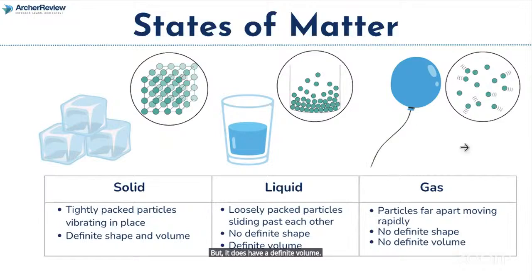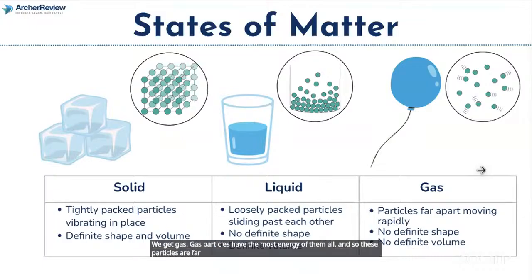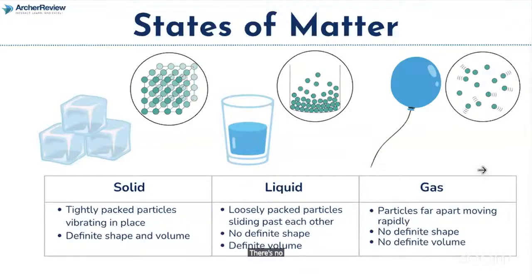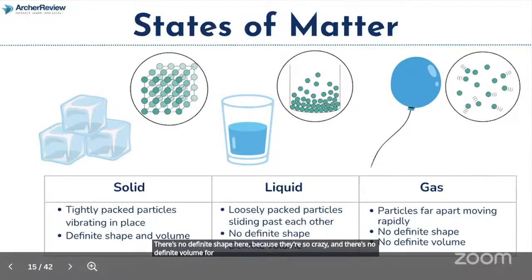All right, moving up a notch, adding more energy, we get gas. Gas particles have the most energy of them all. And so these particles are far apart and they're moving around rapidly. There's no definite shape here because they're so crazy, and there's no definite volume for gas.